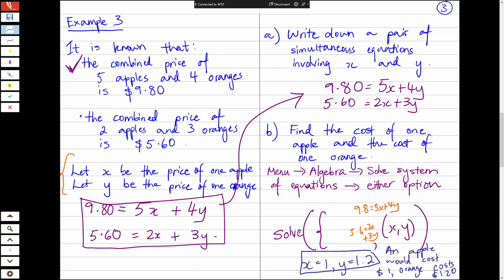Right, so I wrote an apple would cost $1 and an orange would be $1.20. Yes. That sentence demonstrates to me that you understand what X and Y mean. I don't understand the solve and all the yellow bit. That's just the stuff you put into the calculator. I would have shown it on the projector, then we couldn't see it.